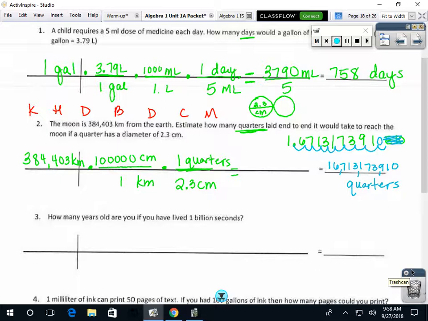Now on your test, you may see the answer just look like this. And if that's how they leave the answer, then good. You don't have to do any extra work. Okay, but I want y'all to understand what that actually means. That means that there's 10 digits after the decimal point, and so this is really 16,713,173,910 quarters. Normally they will just leave the answer like that, but I want you to understand what it means. Okay, now let's look at number 3.